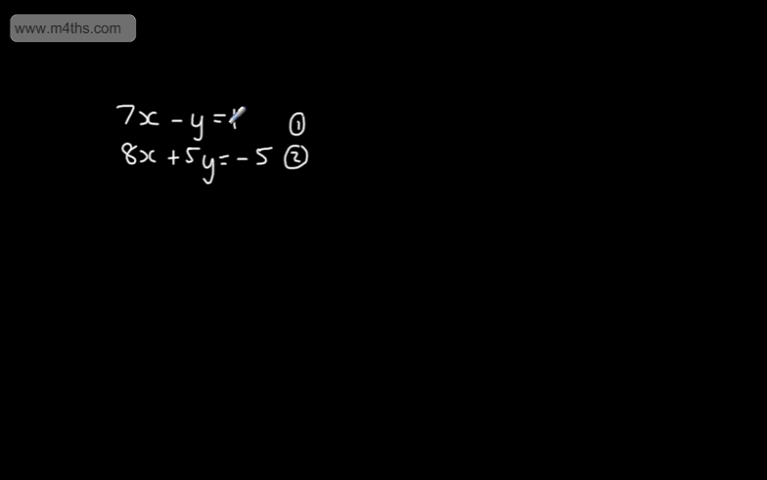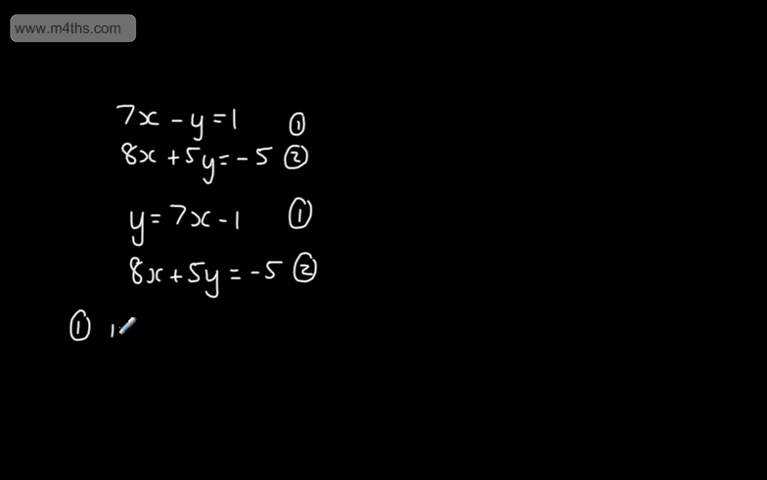I'm going to add y to both sides and then now subtract 1. So I can write that y will be equal to 7x minus 1. So that's just rearranging, and that becomes equation 1. Now we have equation 2, which remains 8x plus 5y is equal to negative 5. I can make the substitution. I can put equation 1 into equation 2.